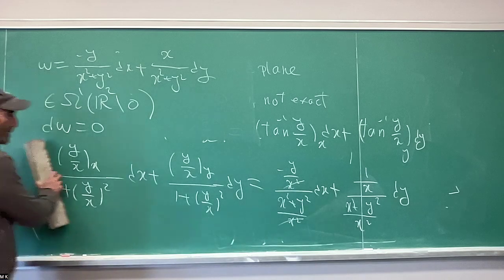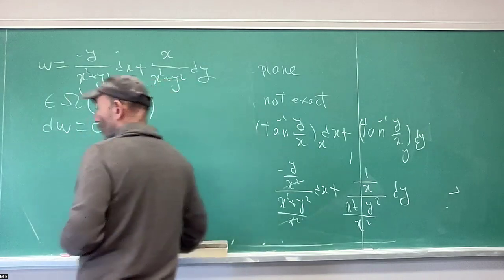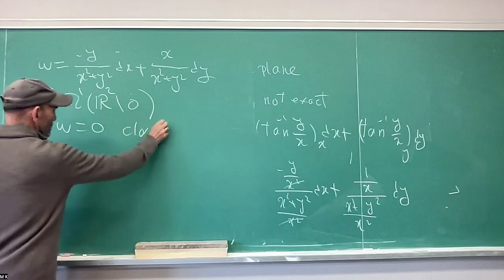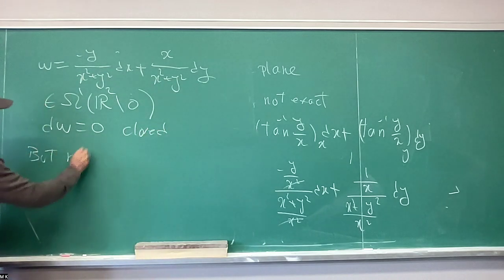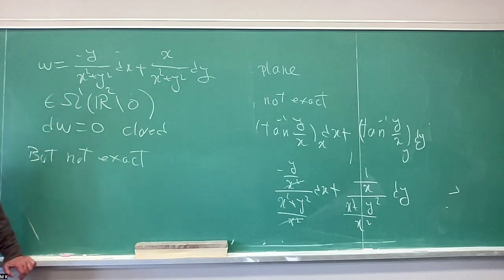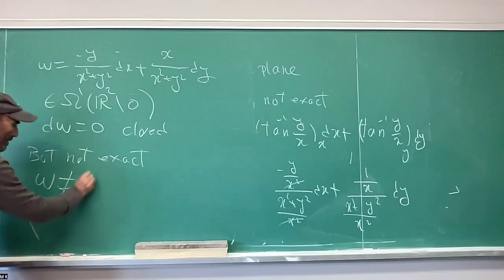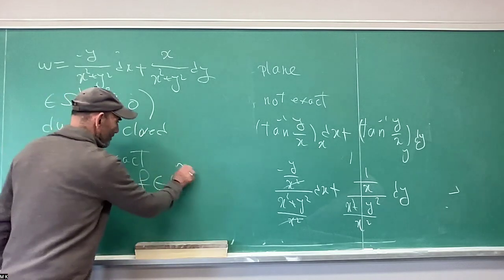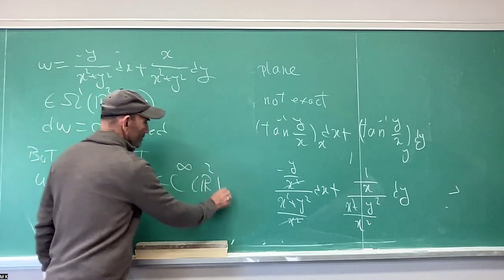But now I claim that this is not exact. So why is it not exact? In other words, you have to show that there is no function f of x and y such that omega is the differential of a function f belonging to C infinity of R2 minus 0.